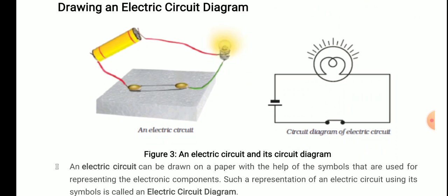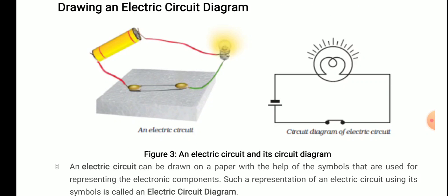If we talk about this particular circuit, we can say that this is in switch on condition because the current can easily flow. So it is the electric circuit diagram. If it had been open, meaning the circuit would have been broken, then it would have been in switch off position and the current would not have flowed.